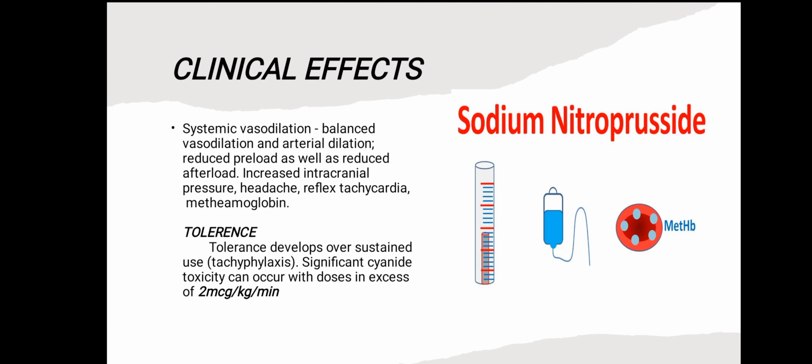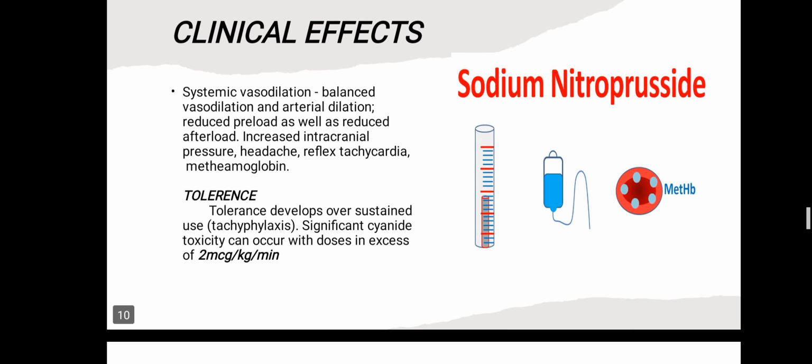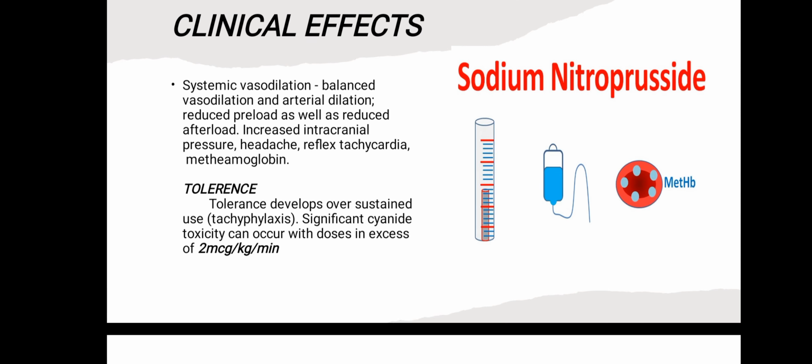Clinical effects. Here are some clinical effects of sodium nitroprusside. Sodium nitroprusside has been used in clinical practice as an arterial and venous vasodilator for 40 years. First of all is systemic vasodilation, balanced vasodilation, and arterial dilation. It also reduces preload as well as afterload, and causes increased intracranial pressure, headache, reflex tachycardia, and methemoglobin. The second one is tolerance. Tolerance develops over sustained use, that is tachyphylaxis. Significant cyanide toxicity can occur with doses in excess of 2 mcg per kilogram per minute.